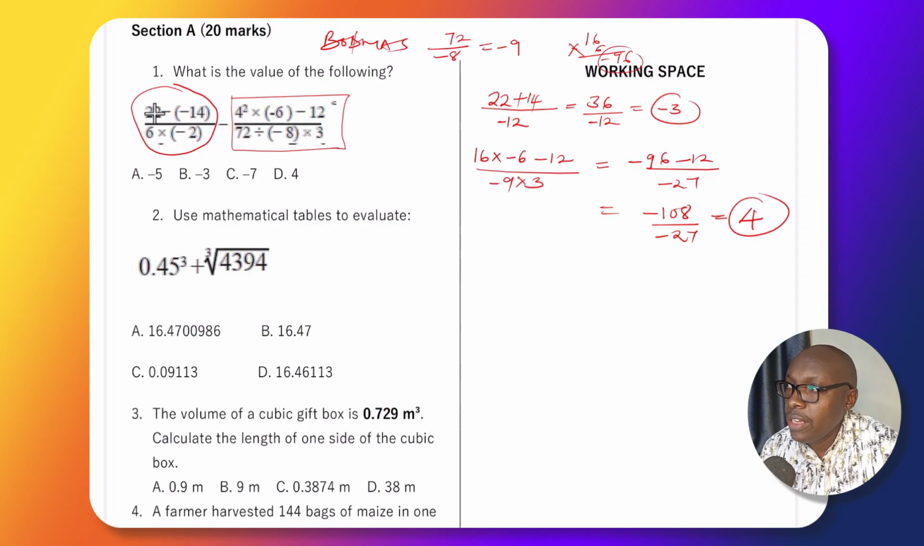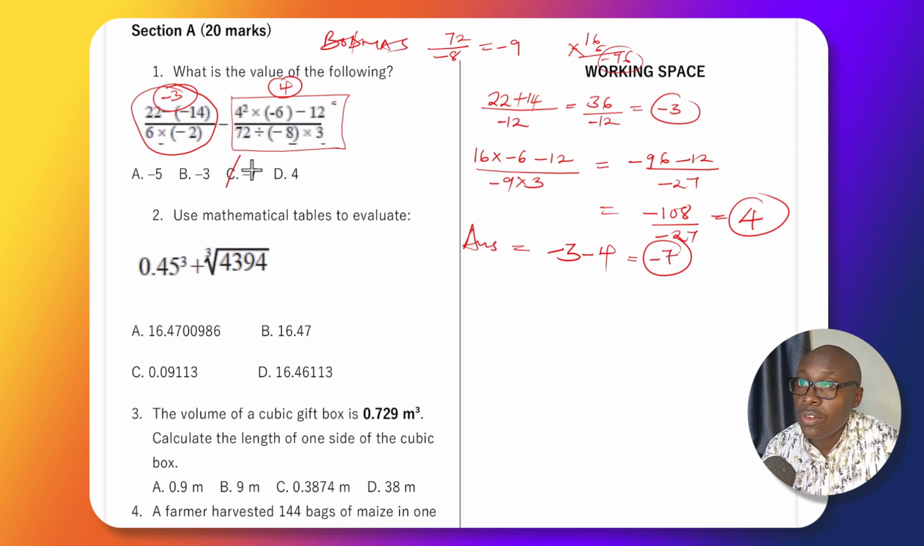So now for the left hand side, we got negative 3 for this one, and then subtract for this one, we got 4. So it will be negative 3, then subtract 4. What is negative 3 subtract 4? That will give negative 7 as the solution. So the solution for that part is C.